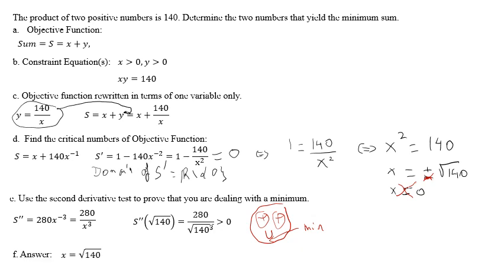And then remember, the question was to find the two numbers. So I found x is the square root of 140. So that means that to find y, well, remember we have an expression here, we solved for y here, y was 140 over x, so I just plug in, replace x by the square root of 140, and then after simplification, y would be the square root of 140. So the two numbers that yield a minimum sum are the square root of 140 and the square root of 140. They are both positive, and indeed their product is 140.